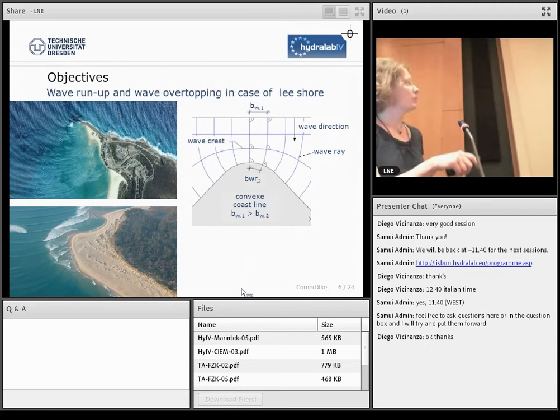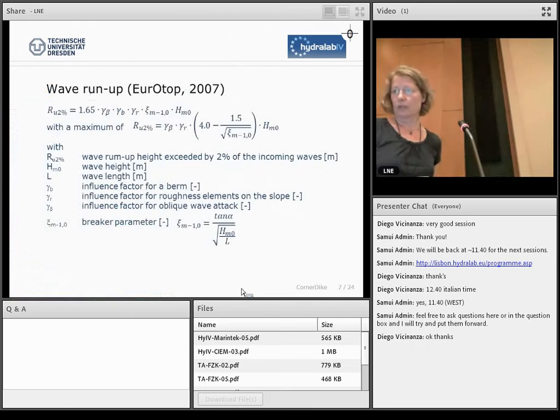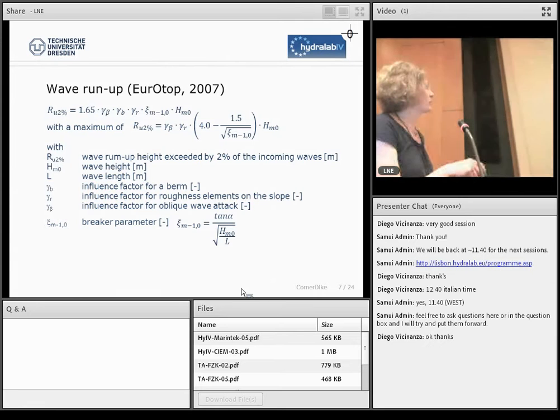So here are the main formulas we used for the wave run-up. It's from the Overtopping Manual from 2007. The first formula is for breaking waves, and the second is for non-breaking waves. And you can see here these parameters which describe some behavior of the waves and the characteristics of the structure. We use for run-up the wave run-up height, which is exceeded by 2% of the incoming waves.